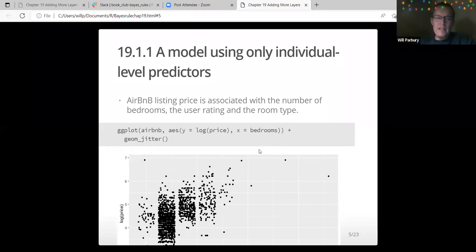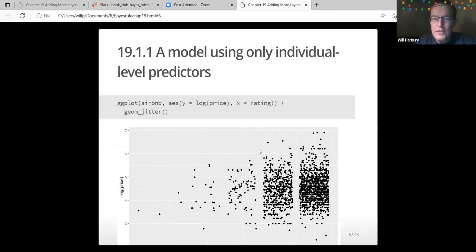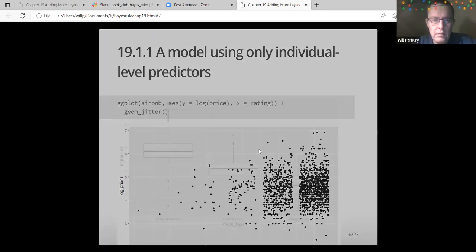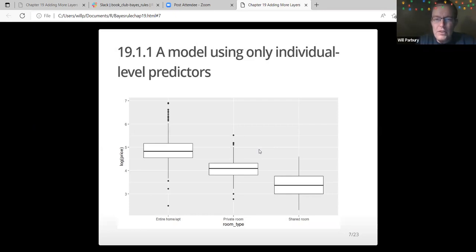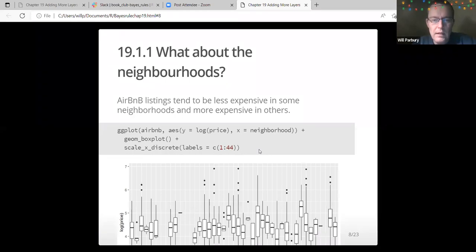Using some individual level predictors here. This is the price with the number of bedrooms on there. So presume that's like a studio, 1, 2, 3, 4, and so on there. And this is the ratings, and again with the log price. And that's the type of room there. So it's shared room, private room, entire apartment. And this is the neighborhoods, basically. This is the 44 neighborhoods.